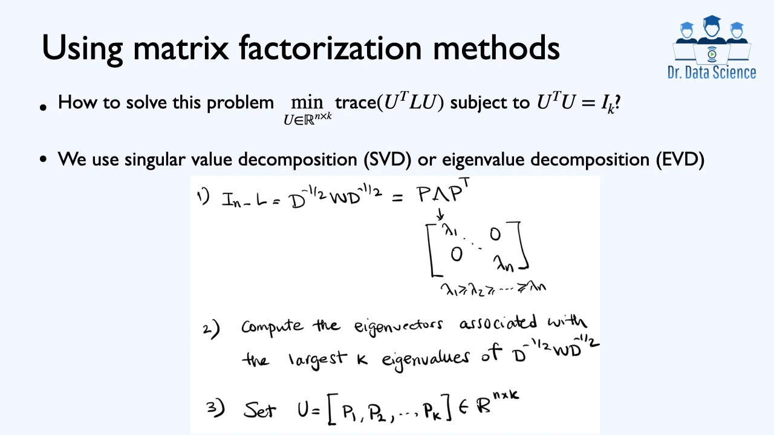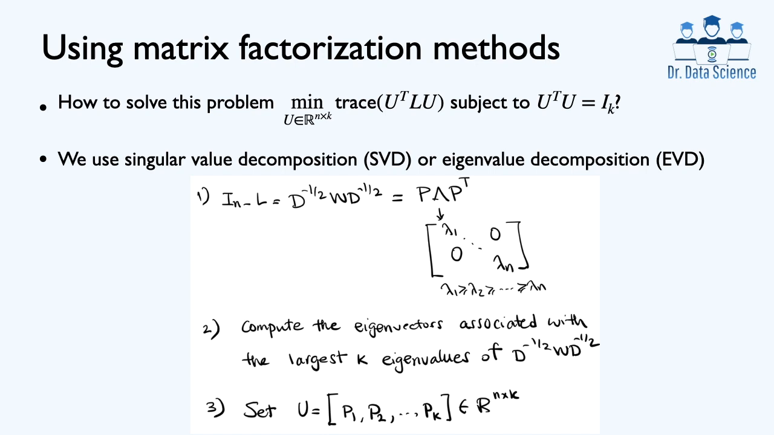And we write this as P Lambda P transpose, where by definition, Lambda is a diagonal matrix that has lambda 1 to lambda n on the main diagonal. And we sort them in non-increasing order, meaning that lambda 1 is equal or greater than lambda 2 and so on. So the largest one is the first one. And then the columns of P are also orthonormal. So this is what is known as singular value decomposition or eigenvalue decomposition that I referenced in the video that we had before.